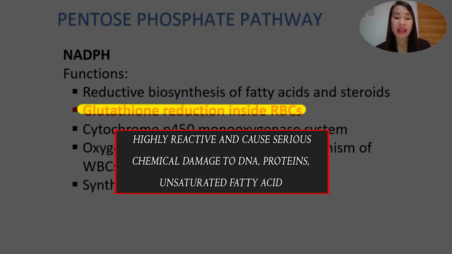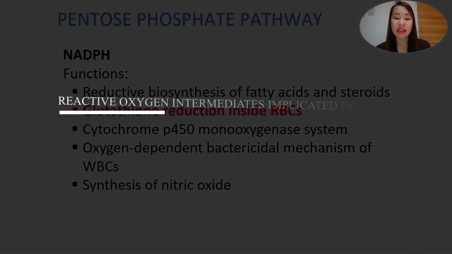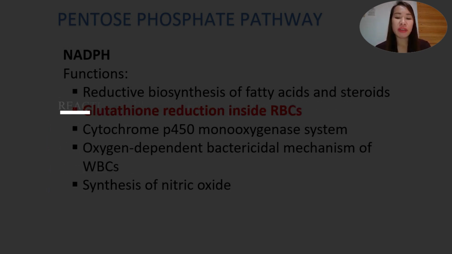So it is highly reactive and can cause serious chemical damage to DNA, proteins, and unsaturated fatty acids. So meaning we need to reduce hydrogen peroxide because it is detrimental to the body. Now, hydrogen peroxide, which is in reactive oxygen intermediates, they are implicated in many different diseases. So we have reperfusion injury, cancer, inflammation disease, and aging. That's why it's important for us to have these reactive oxygen intermediates to be reduced.